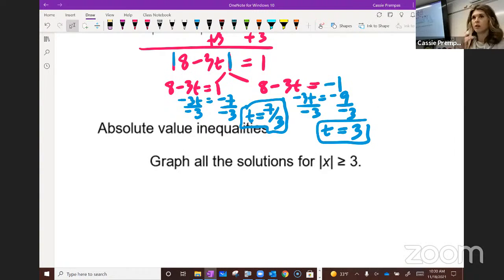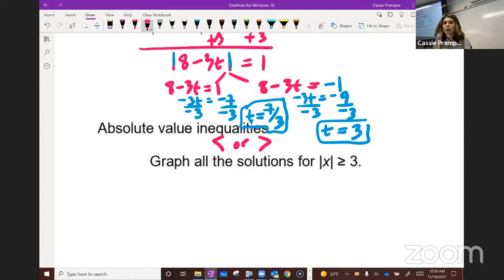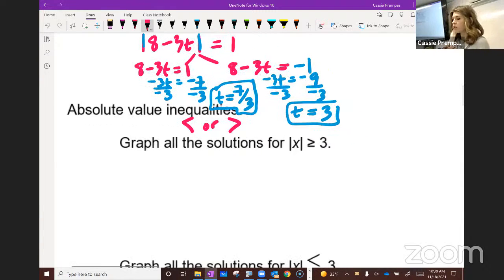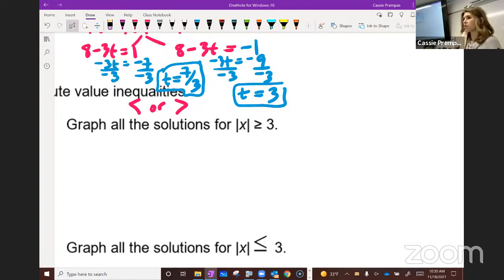Any questions on absolute value equations? Okay, the last and final thing we look at is absolute value inequalities. If you're thinking about the math word inequalities, you want to be thinking about those symbols, those less than or greater than symbols. And to understand how to solve these, again, we need to think about the graph component first. So this question says, graph all the solutions for the absolute value of x is greater than or equal to 3. Don't do it yet.